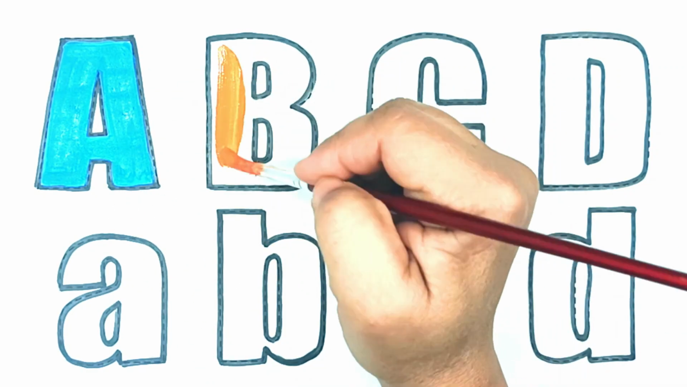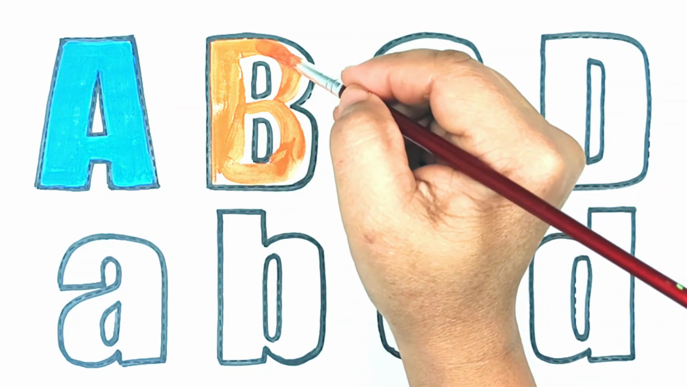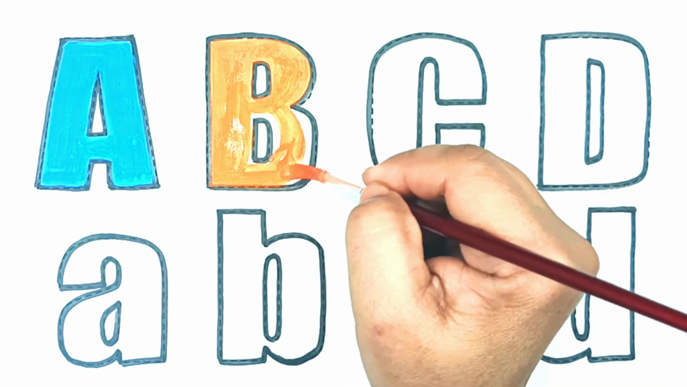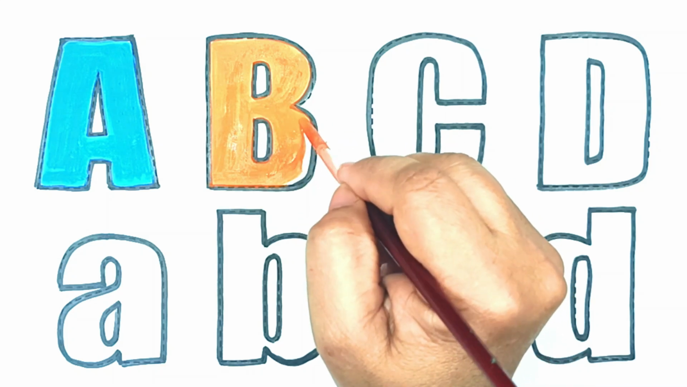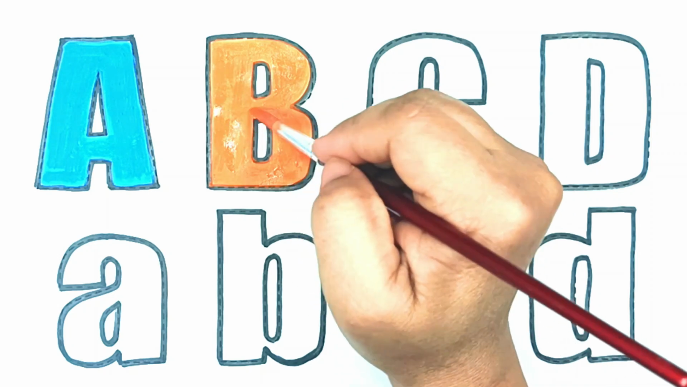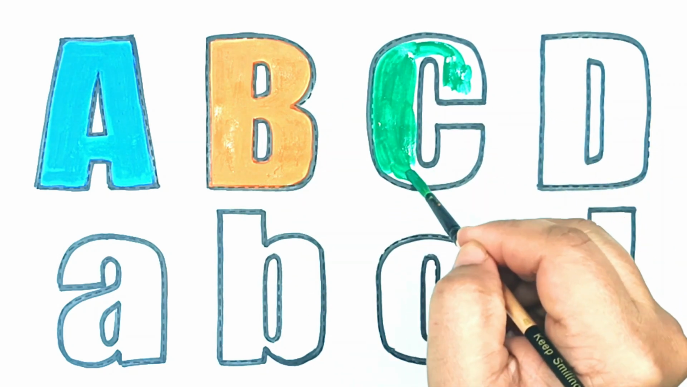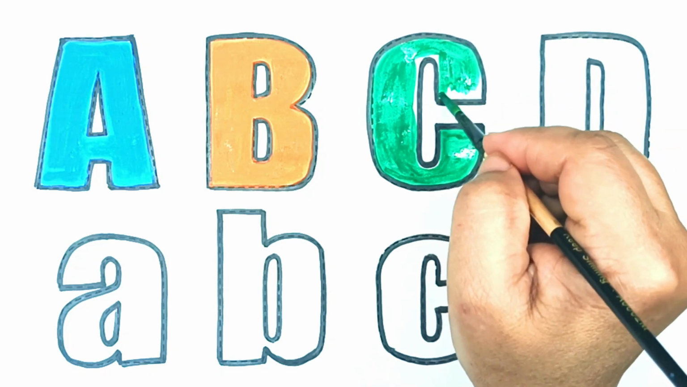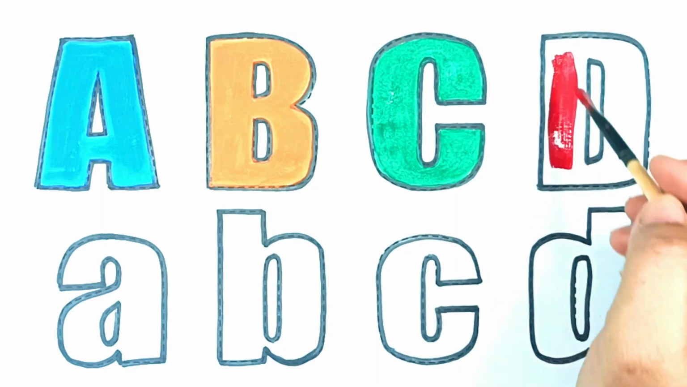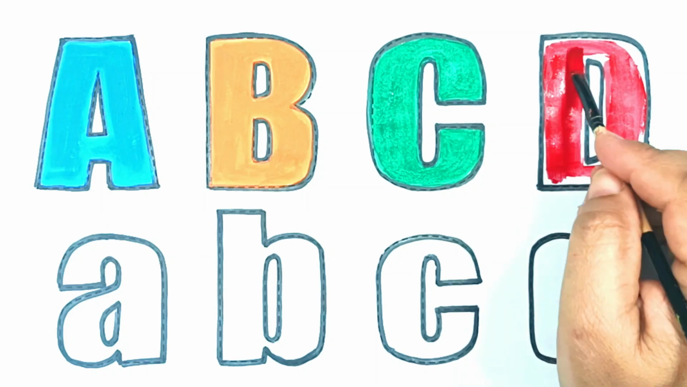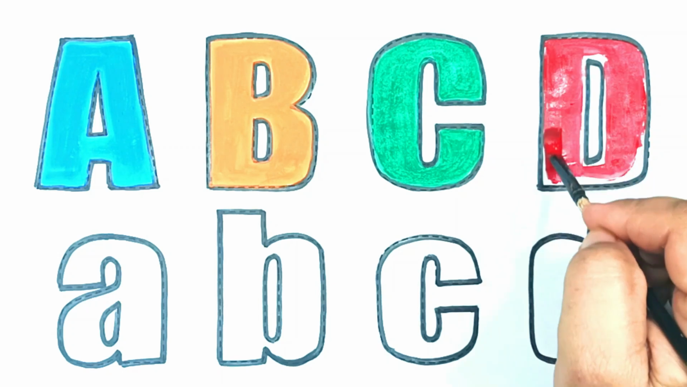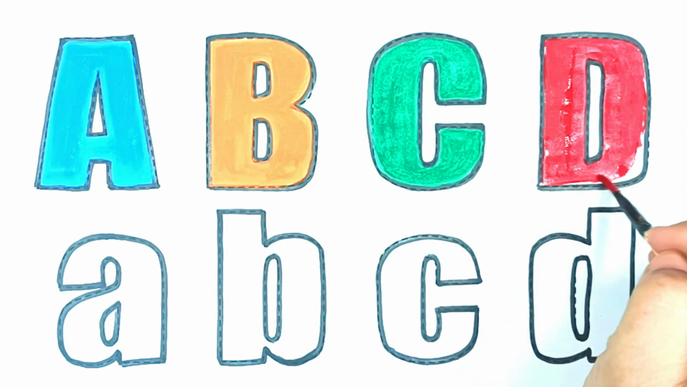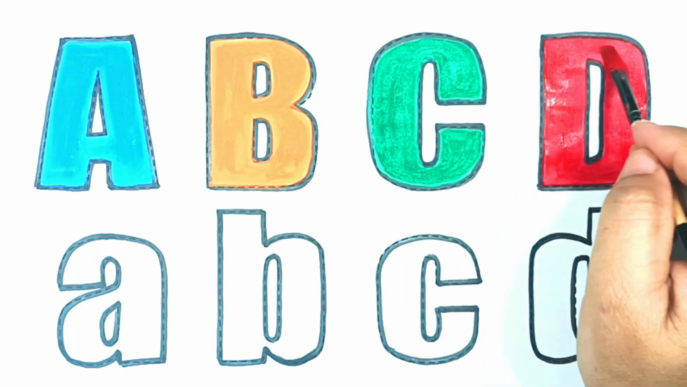A is for apple. B is for ball. C is for carrot. D is for duck.